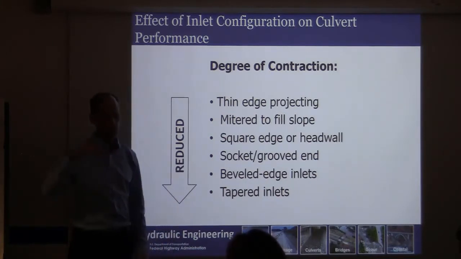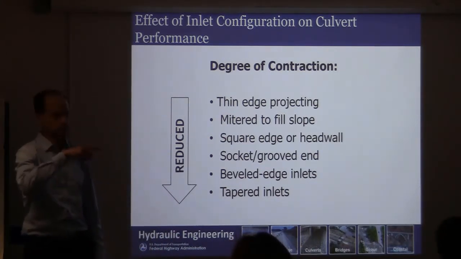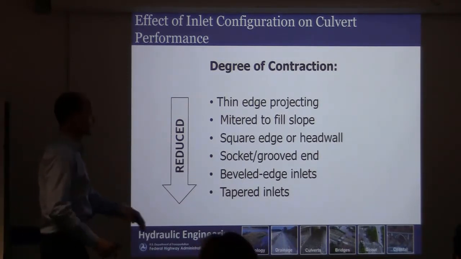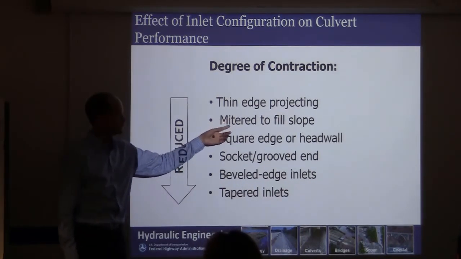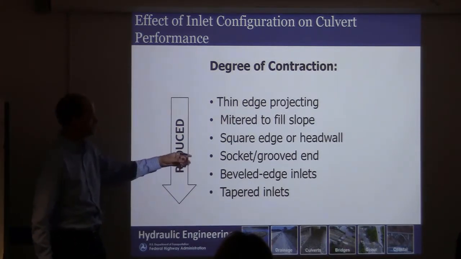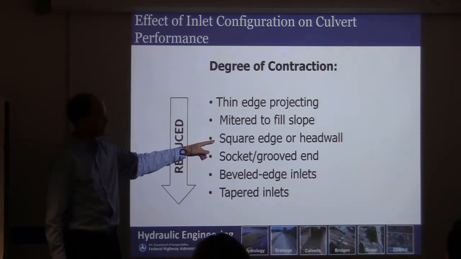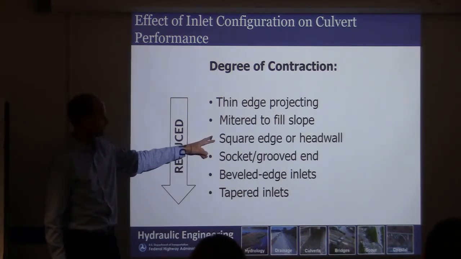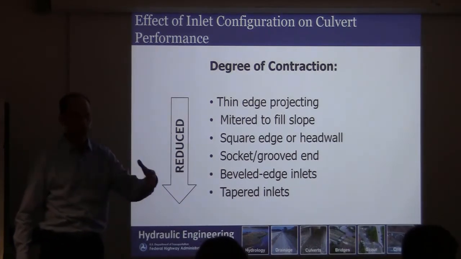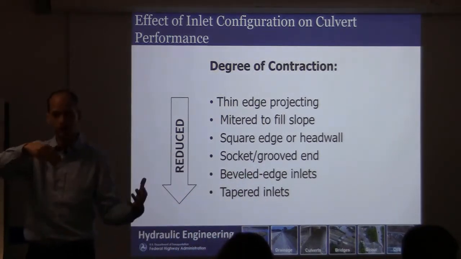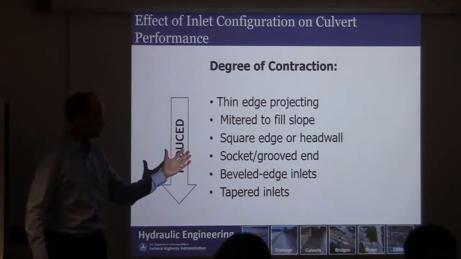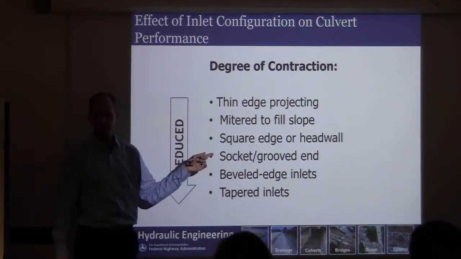If you then take that corrugated metal pipe that's protruding from your embankment and slice it off so that it's flush with your embankment, that would be mitered to the fill slope. That's a little bit more favorable for water to bend in than the thin edge projecting. Even more favorable is a culvert in a headwall with a square edge. And even more favorable for water to gradually turn into the barrel is if you have your concrete pipe delivered to your site, you know there's one end of it that's going to have that bell end, that grooved end. If you have that as your inlet condition, that's pretty hydraulically efficient.